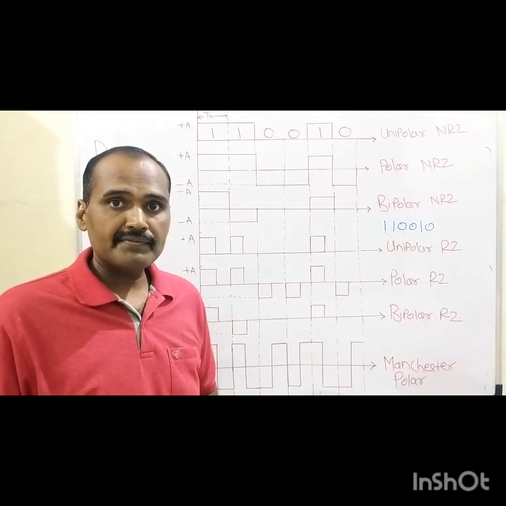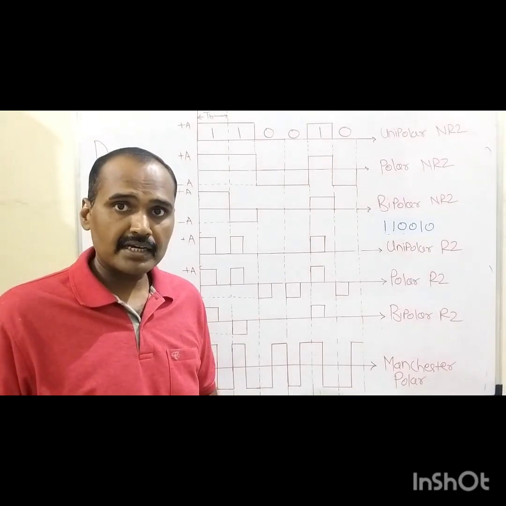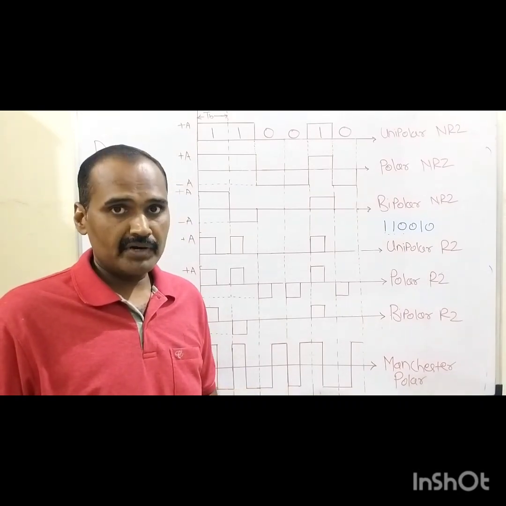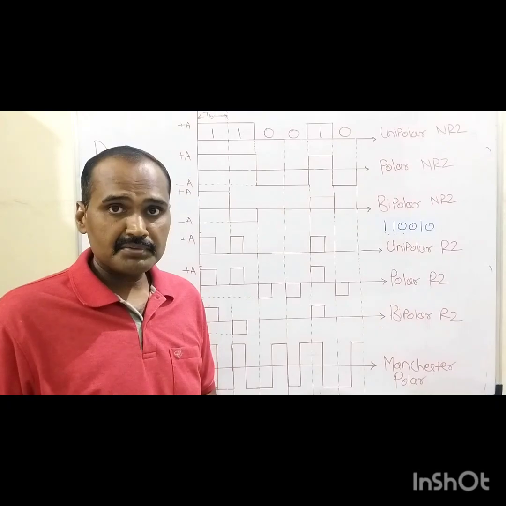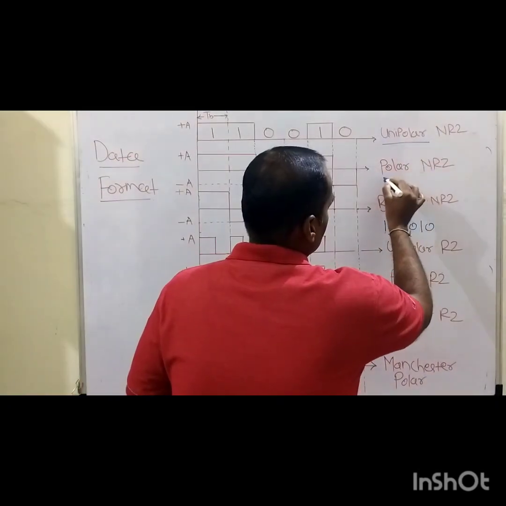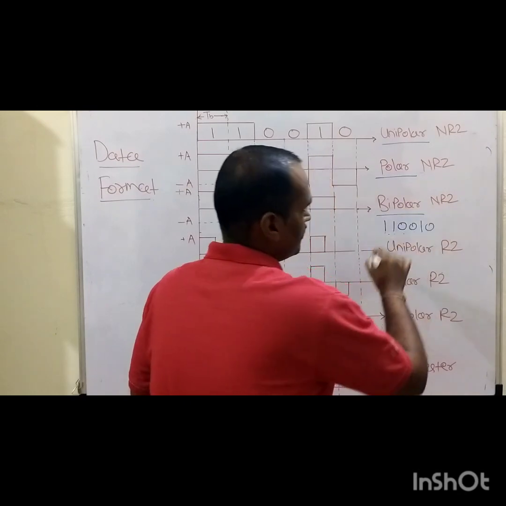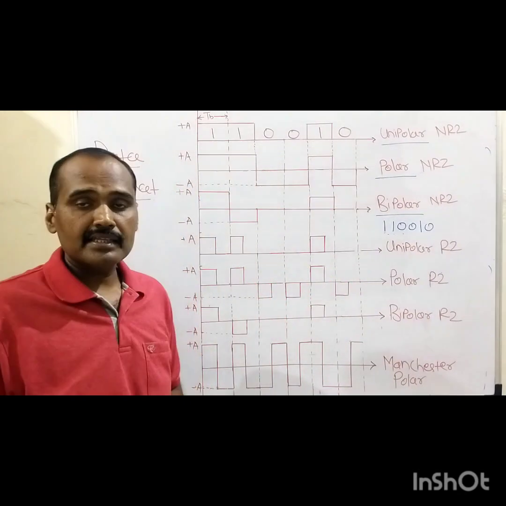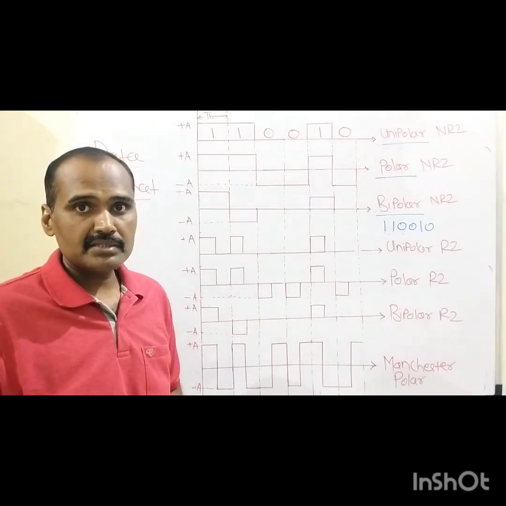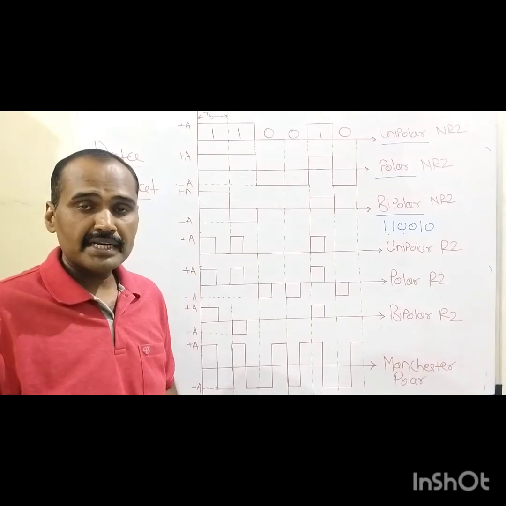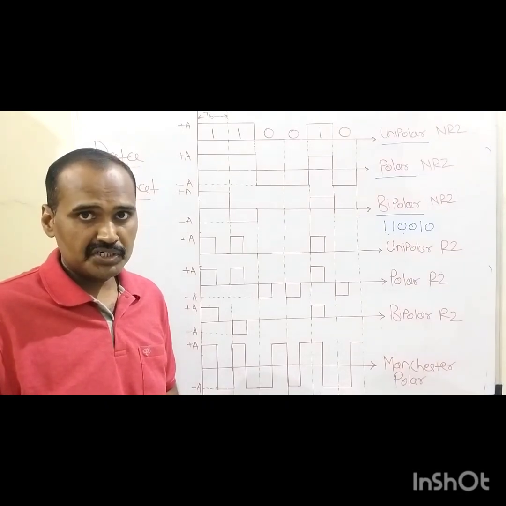Basically, these digital formats are broadly classified into three different types. First, we have the unipolar sequence, then the polar sequence, and third, the bipolar symbol sequence. These are the three different symbol sequences by which we can transmit the digital information bearing signal from source to destination.